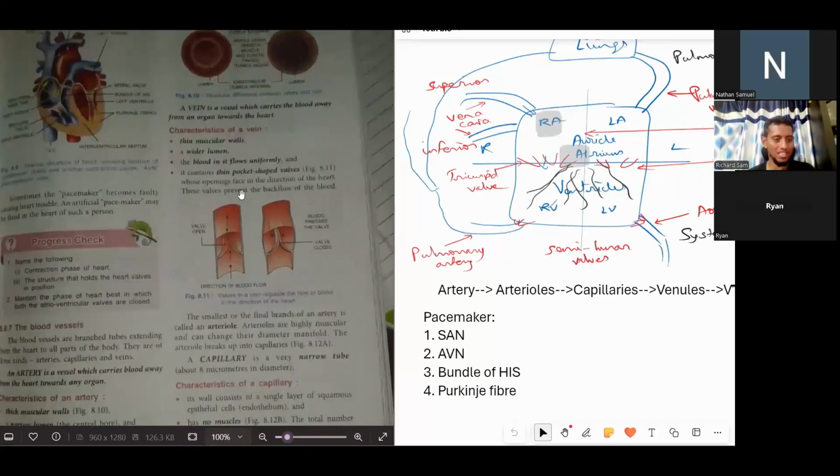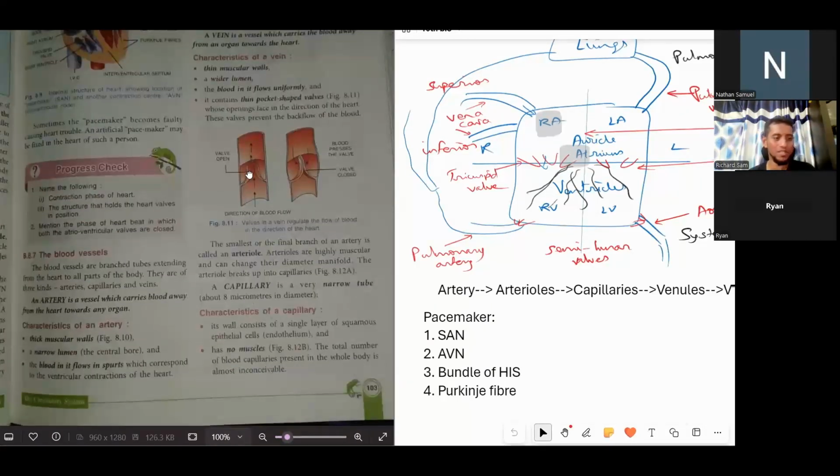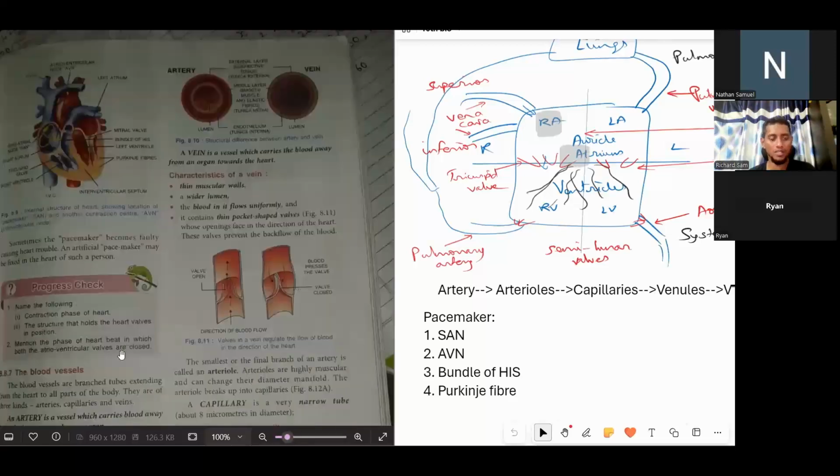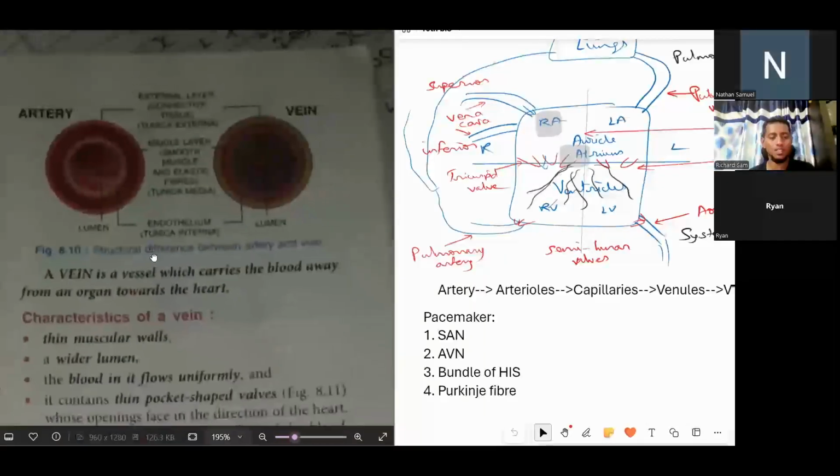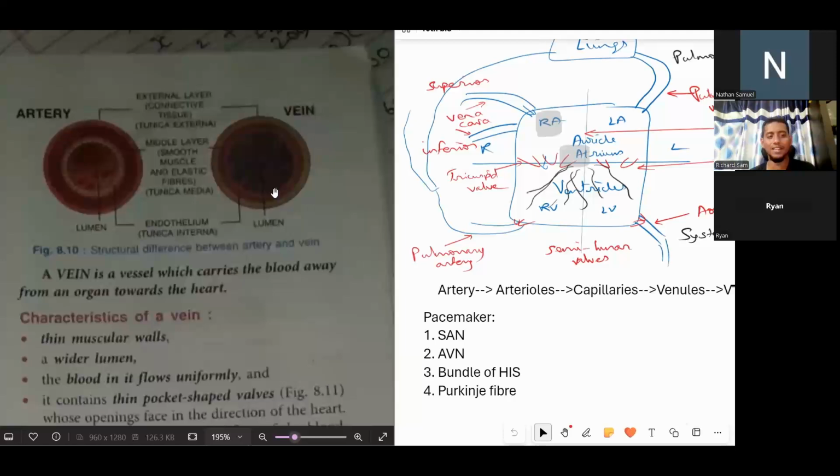Purkinje fibers move all the way around the ventricles. Okay, now an easy and interesting topic is the blood vessels, what they are, and the differences between them. So look at the cross section of an artery and a vein. Now artery, we already spoke about this in the first class. How are the walls of the arteries? They're very thick because they have to withstand this high pressure. The heart is pumping with such high pressure.